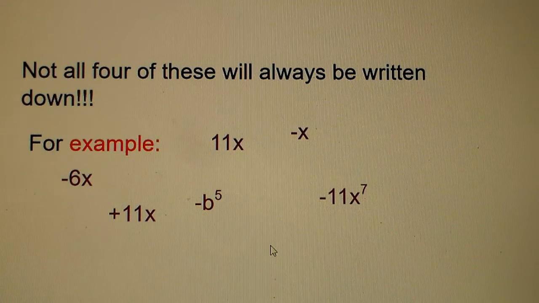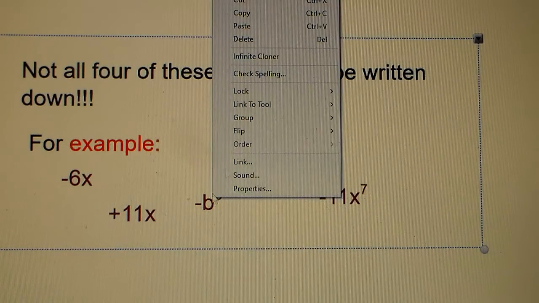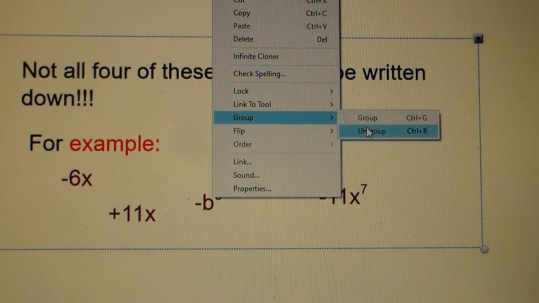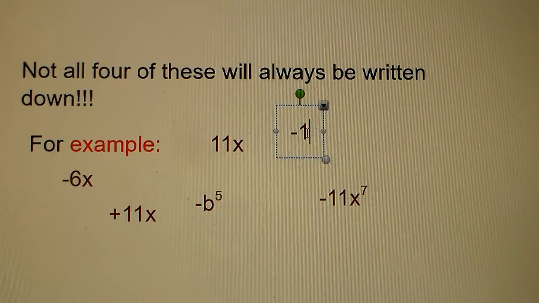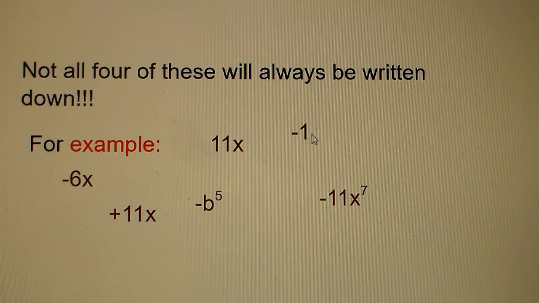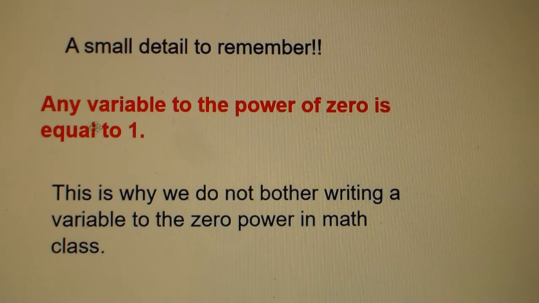If we even just have the number, so we have negative 1, but no x, there's actually an imaginary symbol to the power of 0. Anything to the power of 0 is just 1. Something to remember: any variable to the power of 0 is equal to 1. This is why we don't bother writing a variable to the 0 power in math, because 5 to the power of 0 is equal to 1, 6 to the power of 0 is equal to 1, and anything times 1 is just itself.